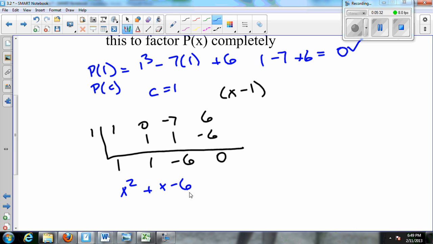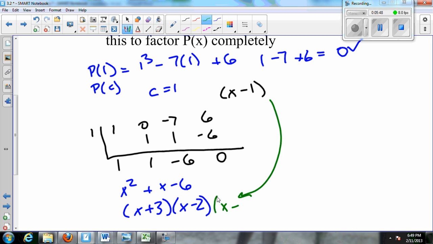And so we have now a quadratic. We can factor that to x plus 3 times x minus 2. Bring down our first factor, x minus 1. So we have now factored p of x.